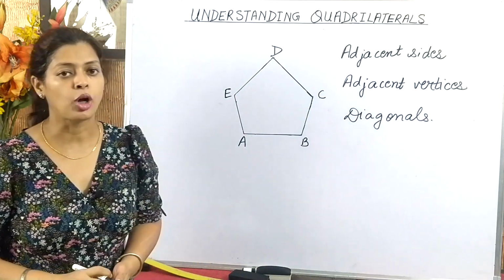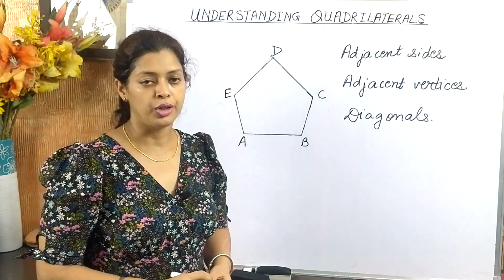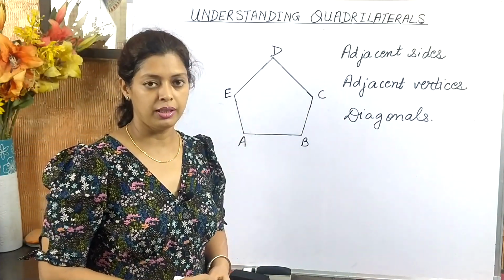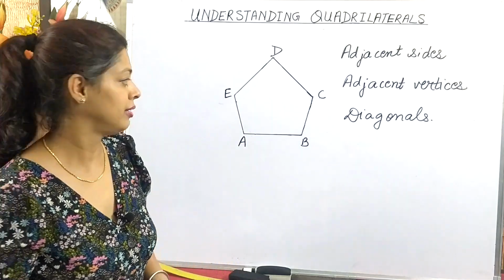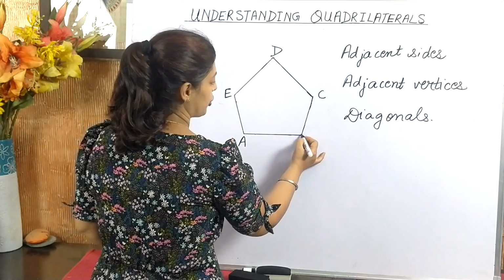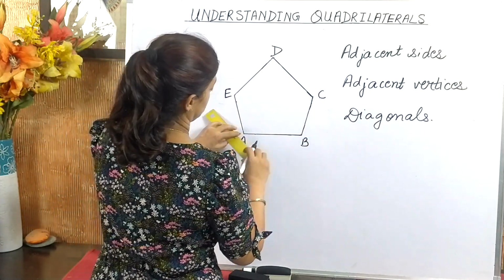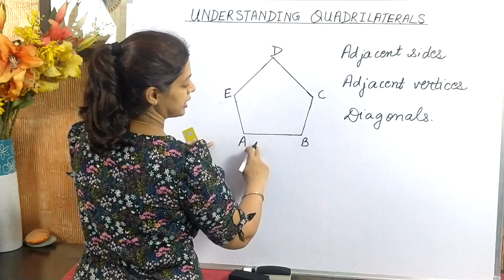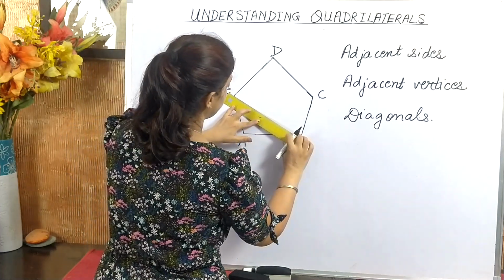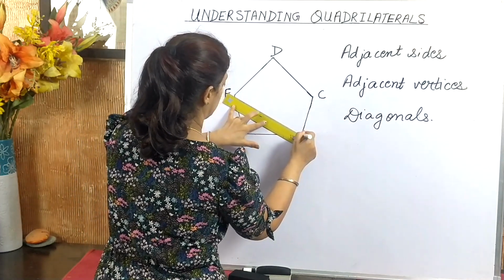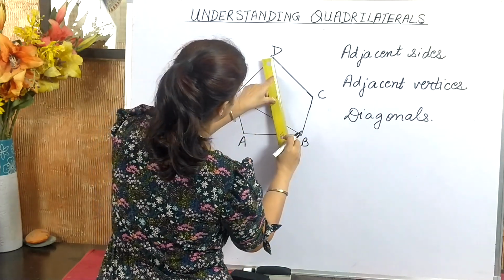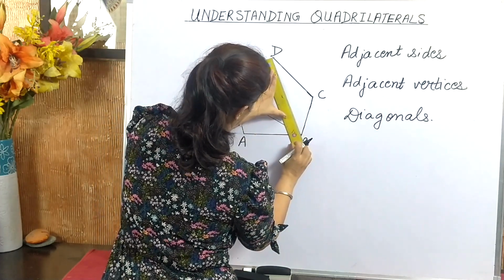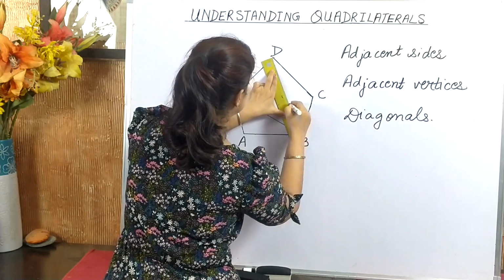Diagonals are line segments obtained by joining two non-consecutive vertices of a polygon, or by joining two vertices which are not adjacent to each other. So if I take point B and I have to draw diagonals for this polygon, A and C are adjacent to B, so I can join B with E. Then I can join B with D also, because B and D also are not adjacent.